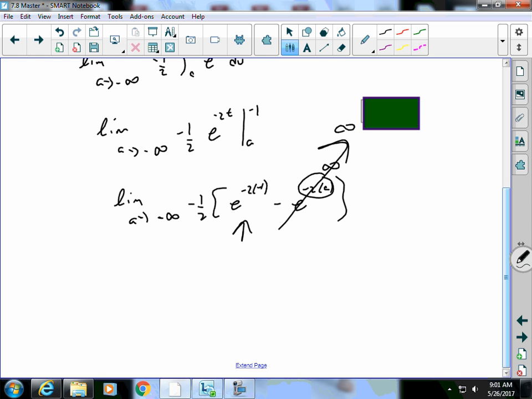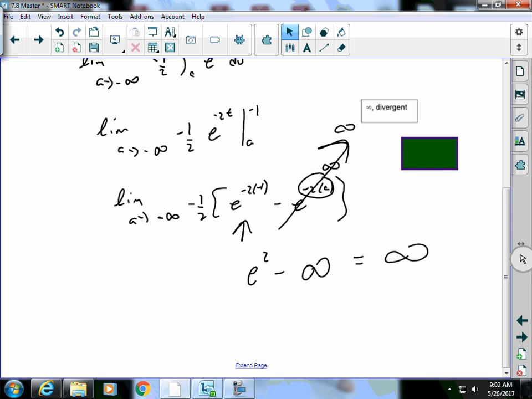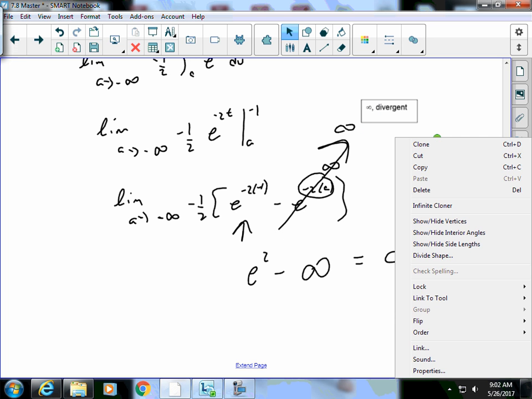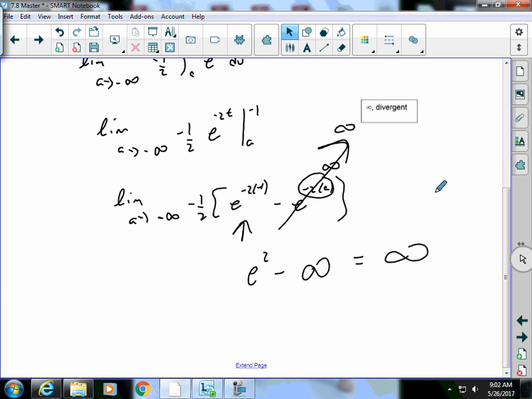I have, let's say, e to the 2 minus infinity. Well, that whole thing, even if I take a little bit of it or add a little bit to it, it's still going to infinity. We're going to say that this diverges. So the limit of this thing goes to infinity, and diverges. Therefore diverges.